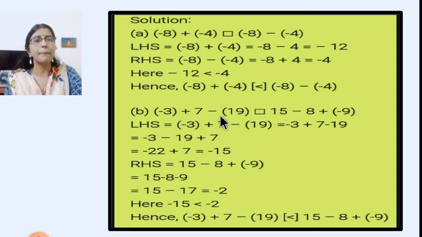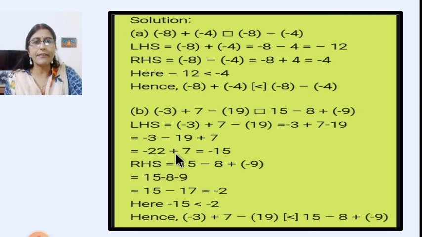Minus 3 plus 7 minus 19. Again a box is there. 15 minus 8 plus minus 9. Again we'll take LHS. Minus 3 plus 7 minus 19. Now, removing the bracket, we'll write minus 3 plus 7 and then minus 19. Now in this you can see these two are negative numbers, minus 3 and minus 19. So we can write together minus 3 minus 19 plus 7. 7 we will write at the end. Now as these two are negative, we can add them. So 3 plus 19 is 22. And as both of them are negative, it will be minus 22 plus 7.